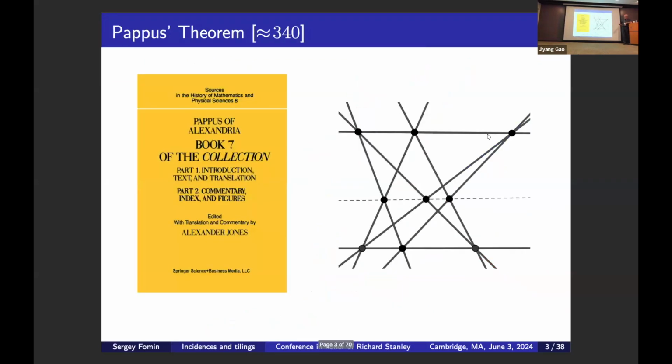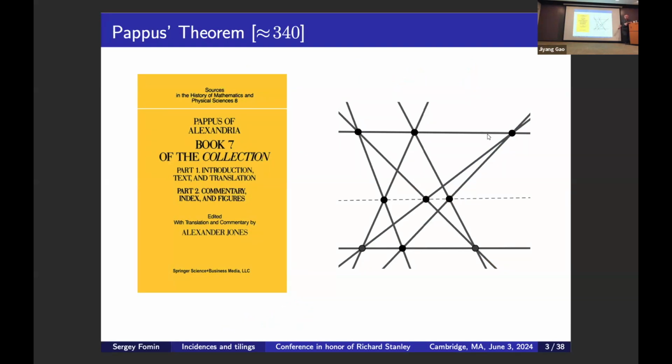Historically, the first theorem of this kind has been discovered, or at least attributed to Pappus of Alexandria. You take two arbitrary lines on the plane, you take 3 points on each of the lines, you connect them in the way shown here, you will find these 3 points of intersection, and magically they lie on this dashed line. So that's the first theorem of planar linear incidence geometry.